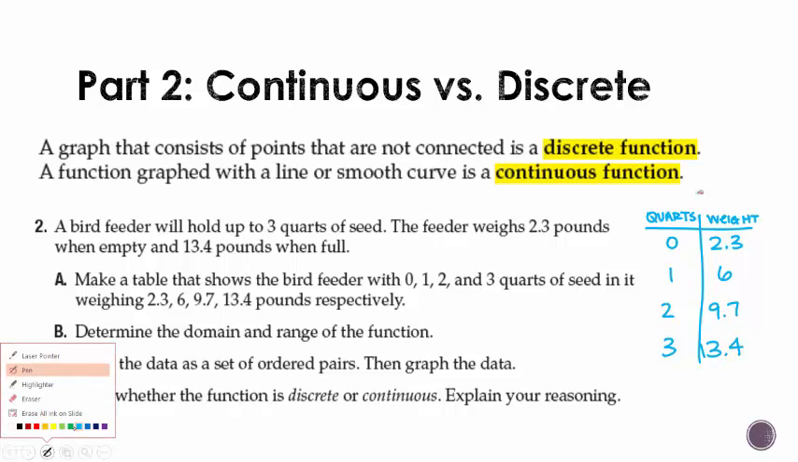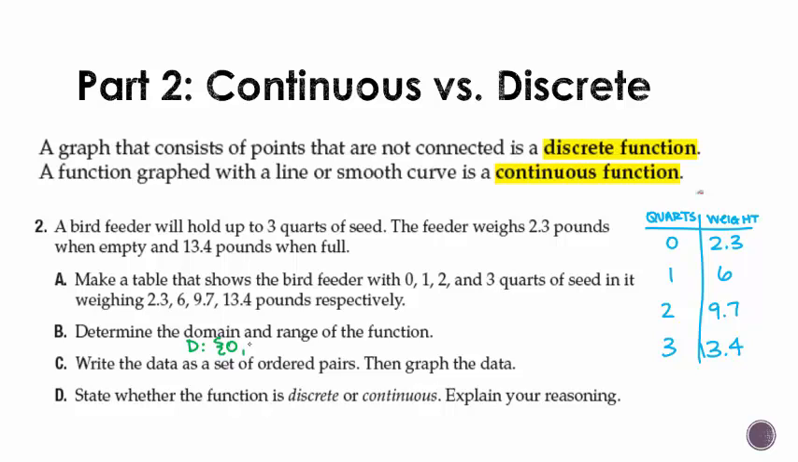The domain and range will be nice since we set up our little function. Domain is 0, 1, 2, and 3. Those are the quarts that I'm putting in. And the range is the weight that I get out, which is 2.3, 6, 9.7, and 13.4. Write the set of data as an ordered pair and then graph it. So my ordered pairs are (0, 2.3), (1, 6), (2, 9.7), and (3, 13.4).